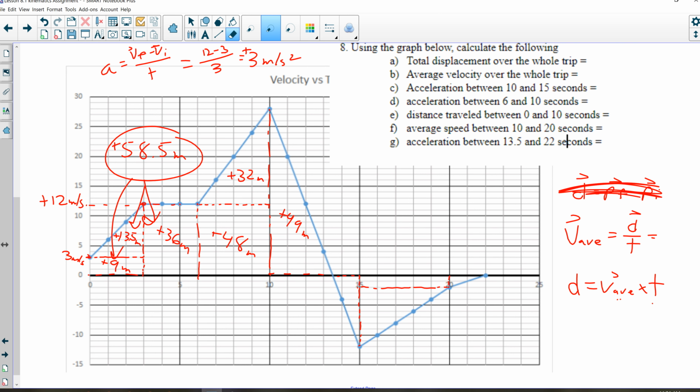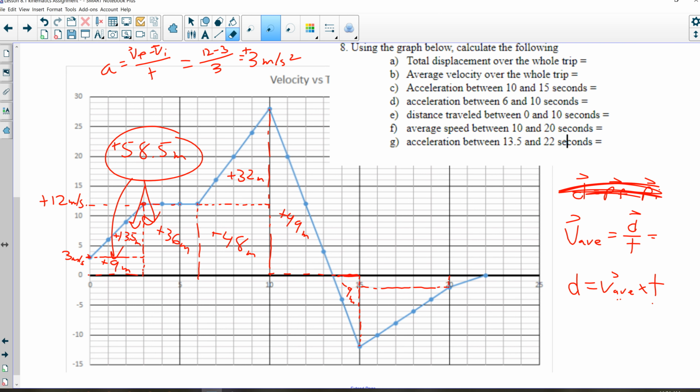And then I've got all of these little ones down here, as long as I remember that they're negative. This one has a base of 1.5 and a height of negative 12. So negative 12 times 1.5 is negative 18, divided by 2 is negative 9 meters.